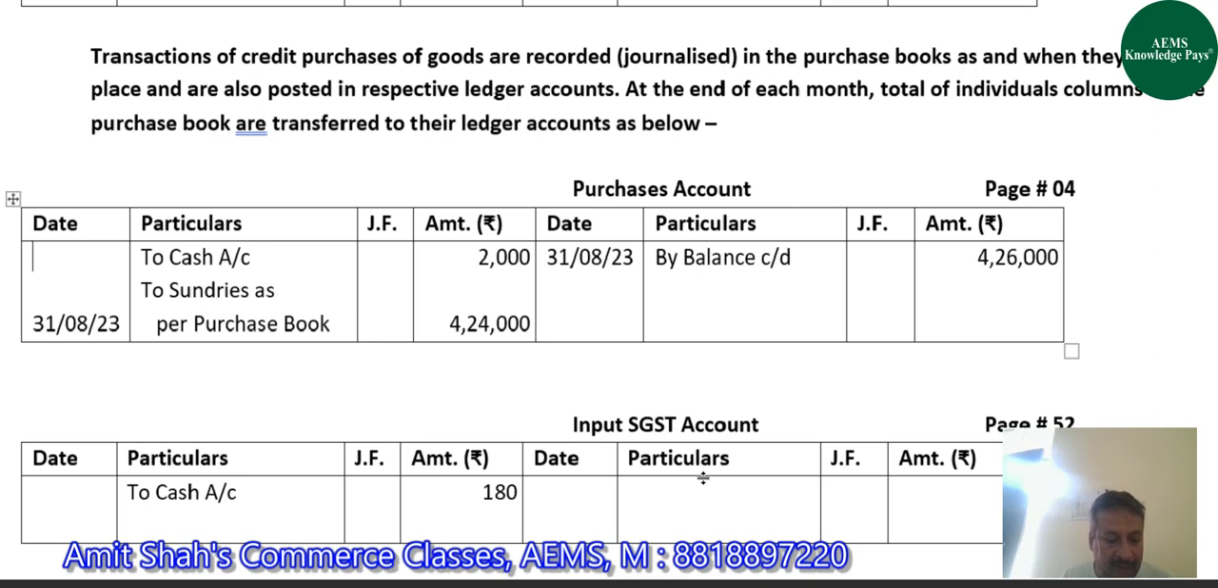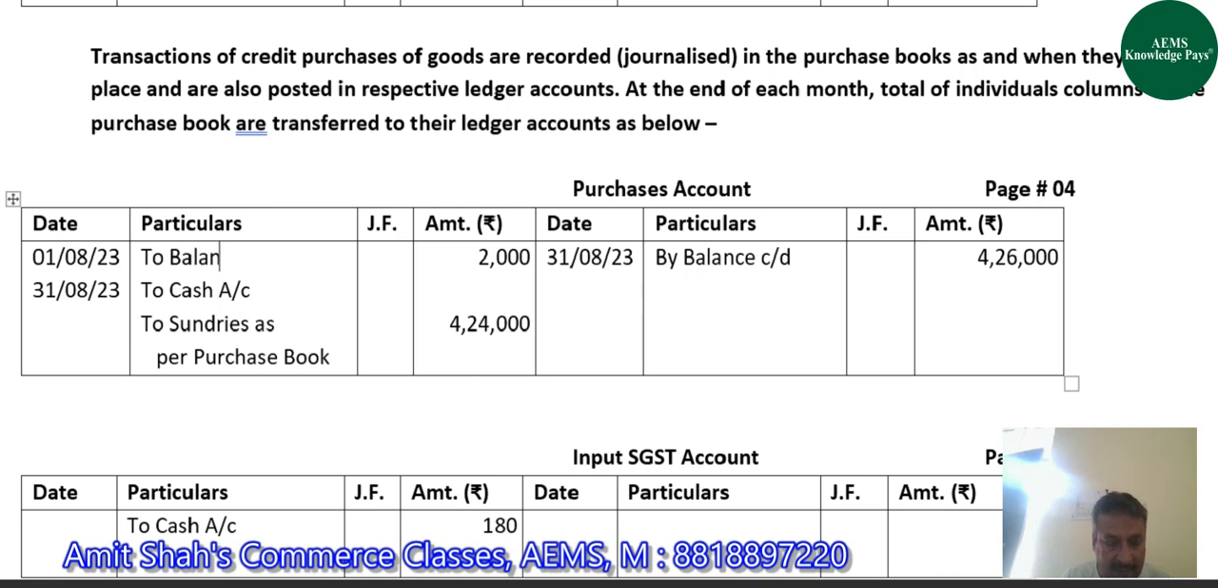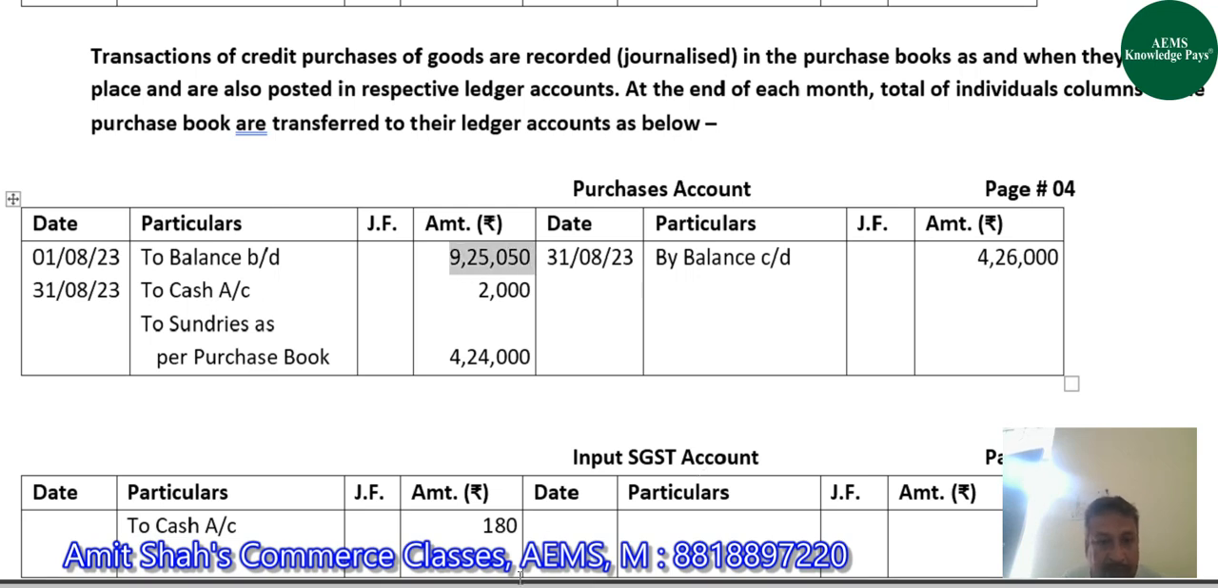But guys, there also would have been an opening balance on 1st August 2023 coming from the previous months. Let's say that is rupees 9,25,050. I'm writing this as a hypothetical amount just to make you understand that purchase account for the month of August will also have opening balance. So now at the end of August 2023, the closing balance of purchase would be 13,51,050.